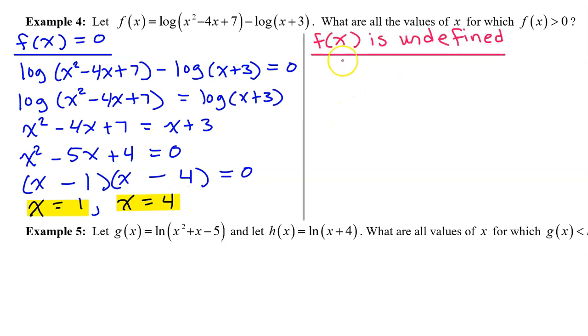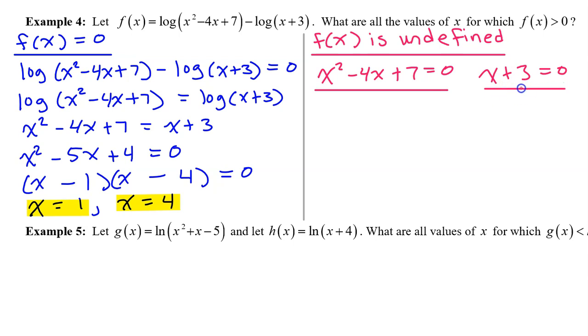Next, we need to discuss where f of x is undefined, starting with where the argument of either of these log functions will equal 0. You can't take the log of 0, so f of x will definitely be undefined where x squared minus 4x plus 7 is equal to 0, so we'll have to deal with that. F of x will also be undefined where x plus 3 is equal to 0. That will be a lot simpler. But let's deal with this one first.